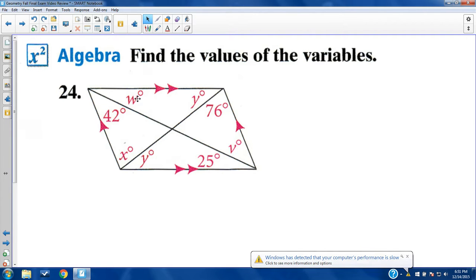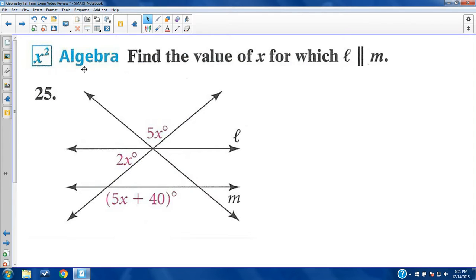If you can recognize W and 25 are alternate interior angles, especially after doing so many triangles being proven congruent, or Y and Y, X and 76, V and 42. Technically, 3 of them are found using alternate interior angles. Y, the last one, is found doing some extra stuff. You have to add a couple things up to get 180 degrees. There are a lot of different ways you could have done it. That's number 24. Okay, number 25 with the same thing.